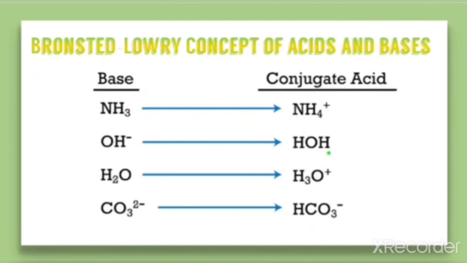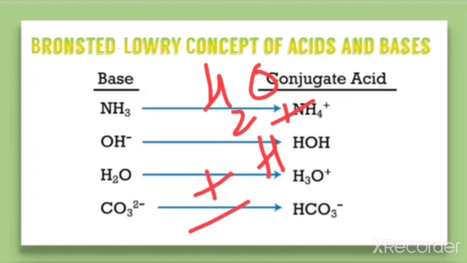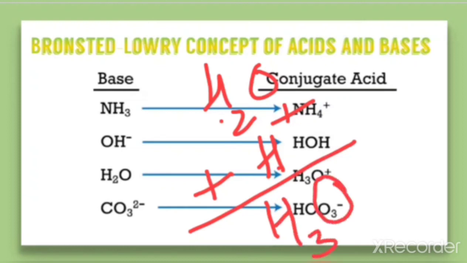That is water, H2O. Next, when H2O is a base, what will be its conjugate acid? You need to add H positive, because it is a base and accepts the H positive. Two hydrogens here and one hydrogen here, that is H3O, with one O. H2O is neutral, and one positive charge is added, so the overall charge is one positive.